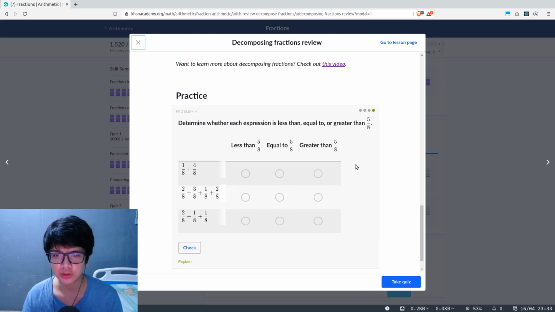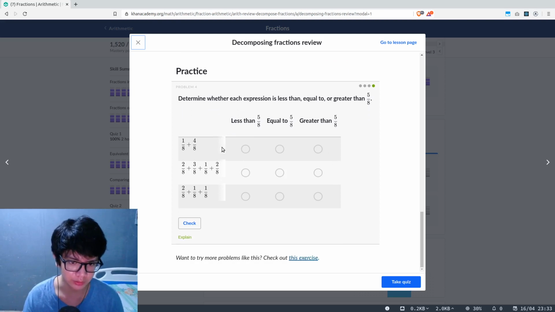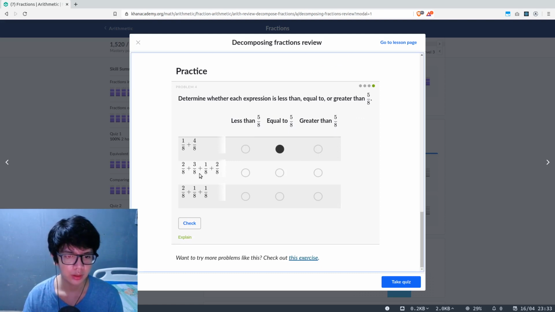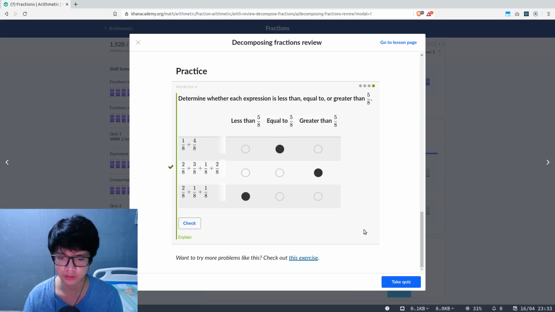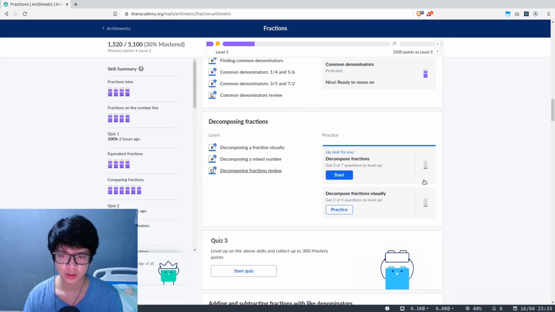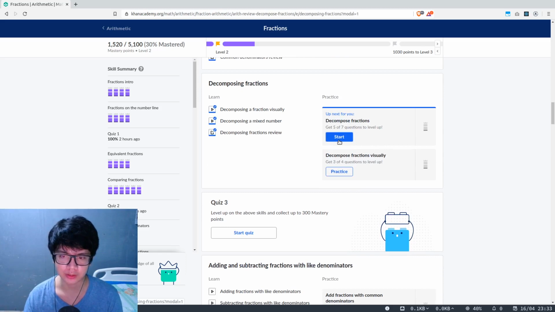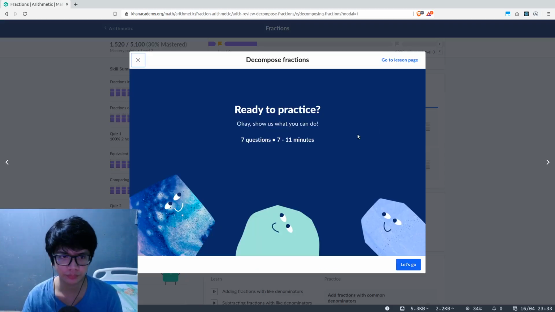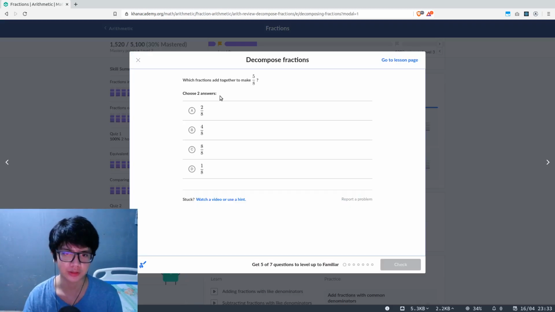Determine whether each expression is less than, equal to, or greater than 5/8. So this is equal to 5/8. This is greater than 5/8, and this is less than 5/8. Okay, we're going to first take the practice and then the quiz. Now let's practice.